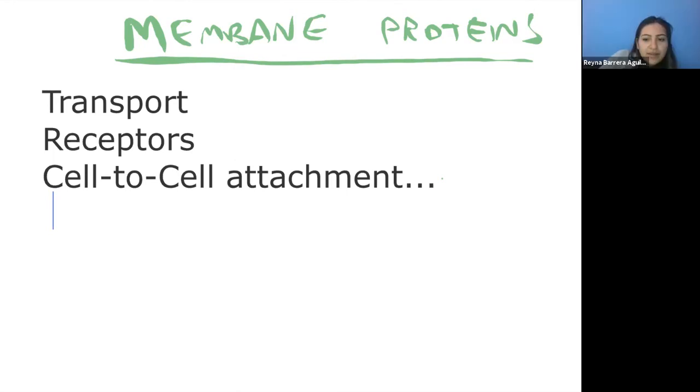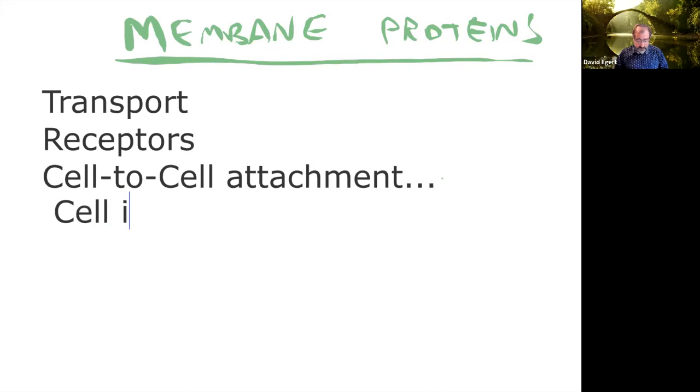Would endocytosis and exocytosis fall under the transport category? Yeah, I would call that part of transport, but yeah, the clathrin is indeed a membrane protein and kind of fundamentally different from the channels and carriers. So I could see you thinking about them as a separate thing, but I probably call them transport. Okay, thanks. So other things, cell identification.